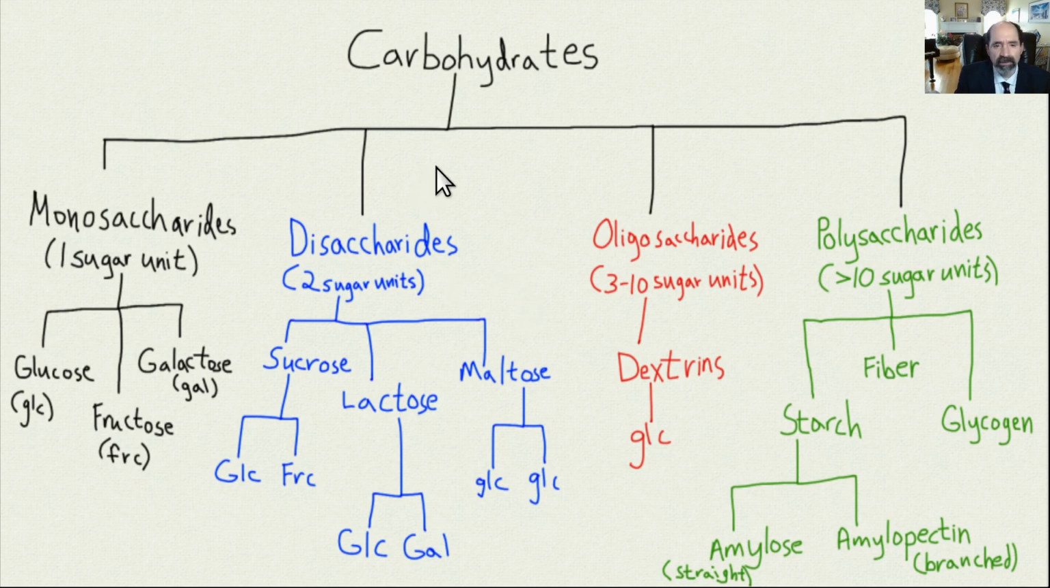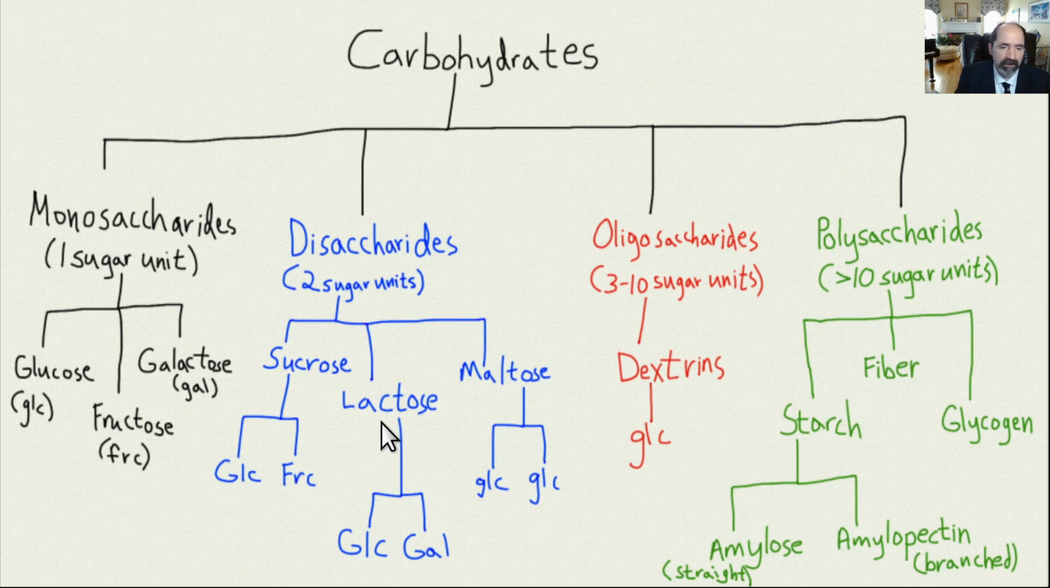Okay, these are the general categories of carbohydrates. Monosaccharides have a single sugar unit, and that's just like your glucose or your fructose or galactose. Disaccharide is two sugar units. So the classic one, white table sugar, cane sugar, beet sugar, it's all sucrose, and that is a glucose molecule and a fructose molecule bound together.